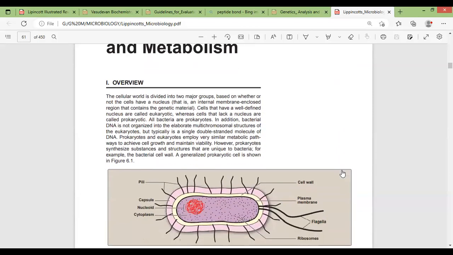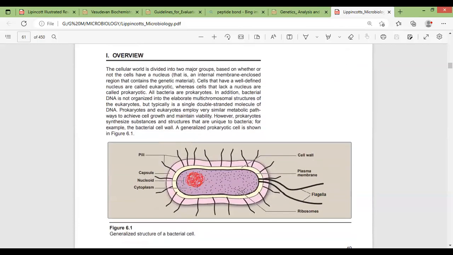So we start with how the bacterial cell looks like. And this is a good image. You can see, number one, there is no nucleus. In the eukaryotic cell, we see the nucleus being on its own membrane, right? But for bacteria, there is no nucleus. What we have is just this nucleoid.